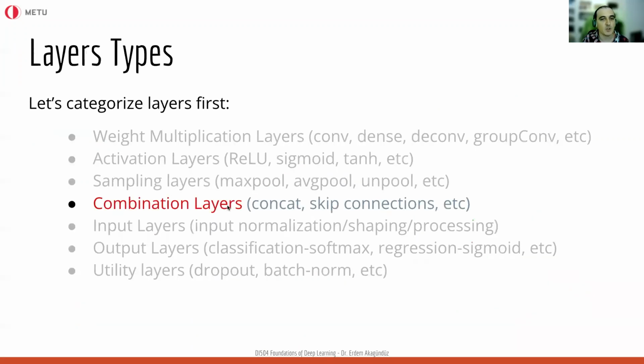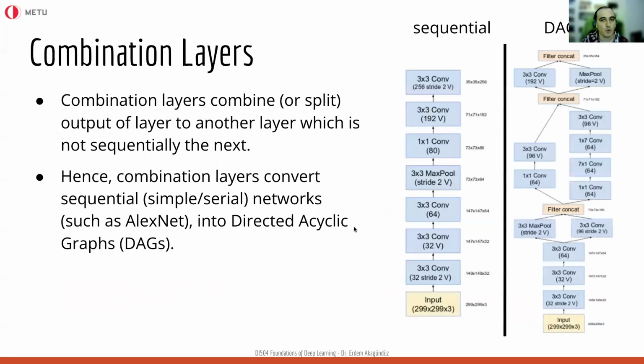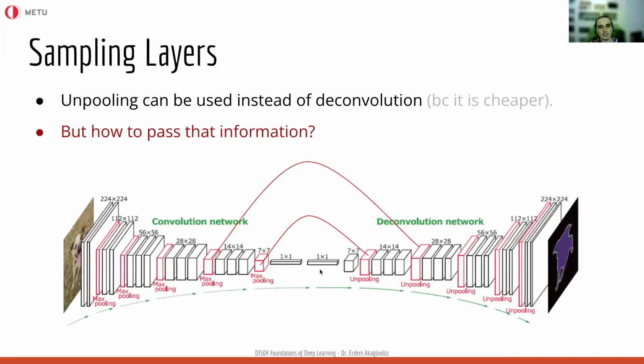We need these concatenation, combination layers for that. Combination layers combine or split the output of a layer to another layer, which is not sequentially the next, just like this one in the example, right? These are not sequentially adjacent, but we pass information between them.